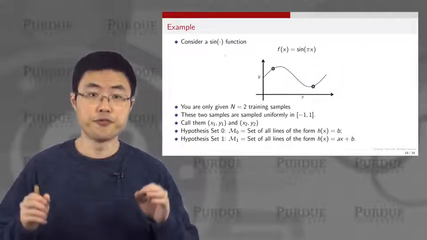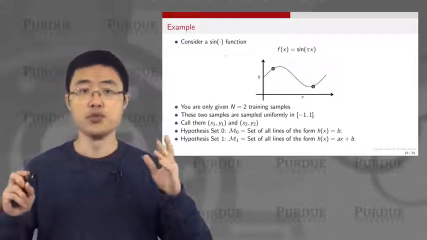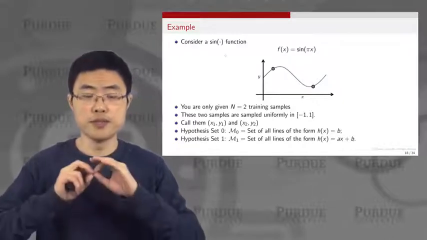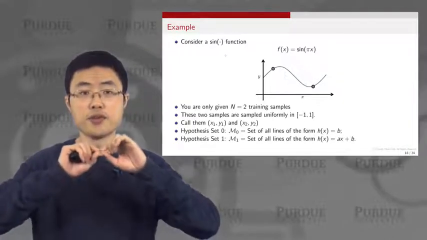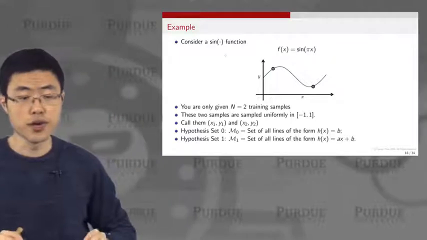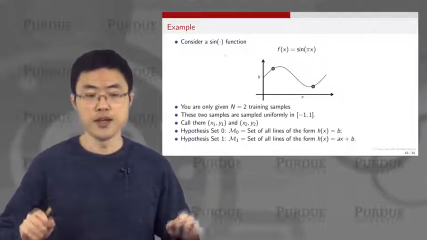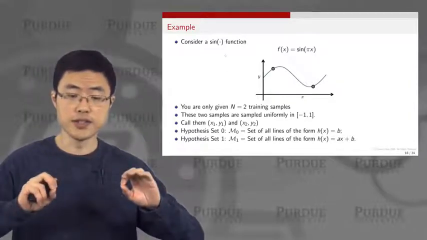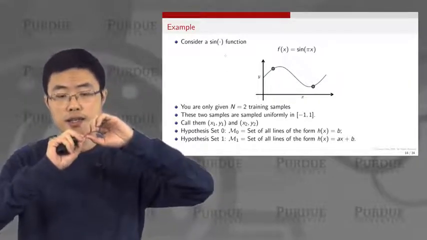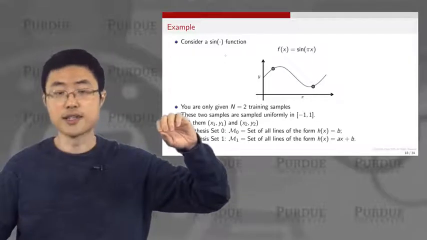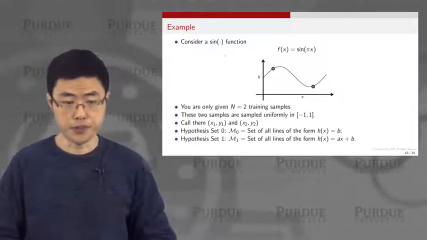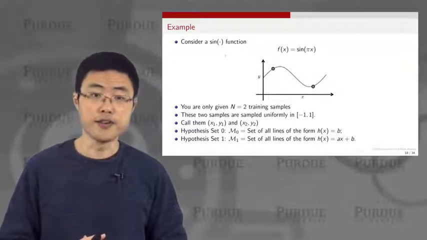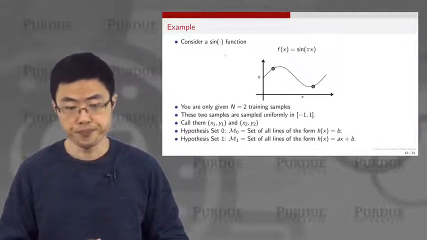And then I want to fit these two data points using two different models. The first model is an extremely simple model. It says that I'm going to find a straight line and try to fit these two data points. The second hypothesis, which is the second type of lines, is that I'm going to find a line that has a slope to fit the two data points. And we want to ask which one is a better fit to this problem.